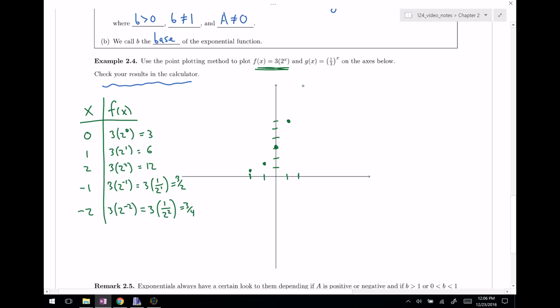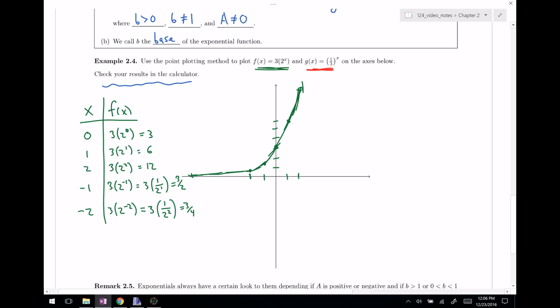Okay, so we know that this is going to look something like this. And exponentials, we've seen this back from 1.2, seem to have an asymptote. They get closer and closer to 0, but they never really cross. Okay, let's try the other function here, g of x.